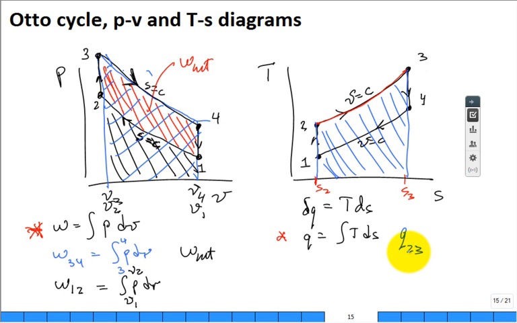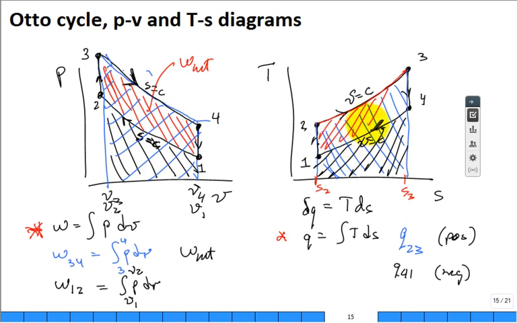All right. Now we change the direction. We're going this way, 4 back to 1, and we have the same equation, Q is the integral of T dS, and we're going to get that the Q 4 to 1 is negative, and it's visually the area under the curve. I take and add them both up, keeping that negative sign, such that the area enclosed on the TS diagram is Q net.